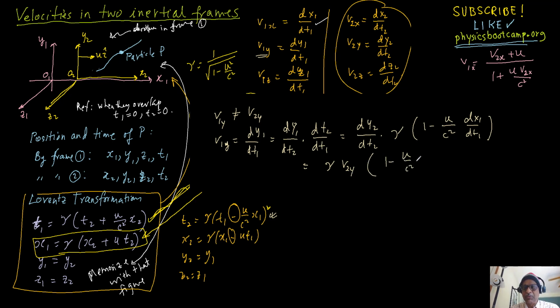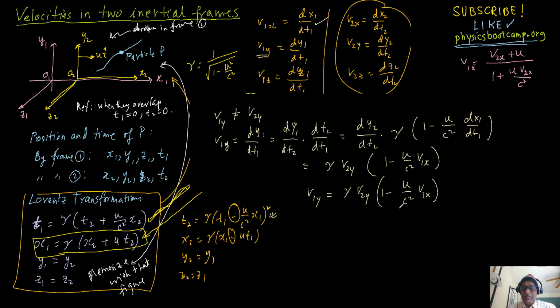So this thing is, let's start the gamma over here, and this is v2y from here, and 1 minus u over c square, and this is v1x. So actually when you want to write v1y, it uses v1x, and if you want, it will be quite complicated. So v1y will simply be gamma v2y (1 minus u over c square v1x).